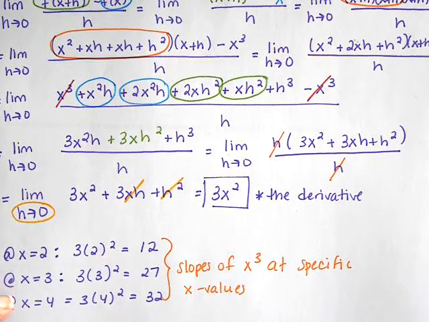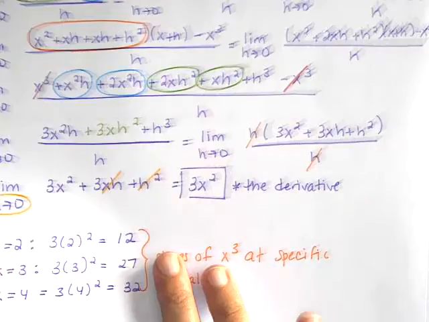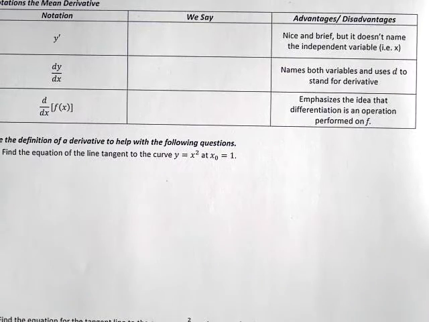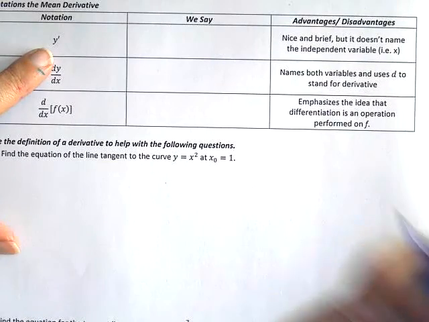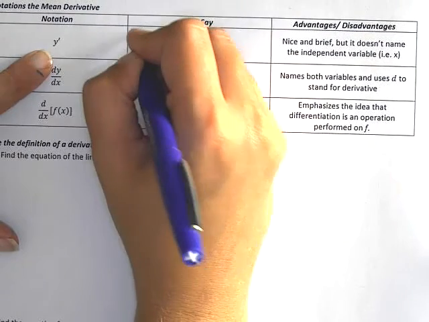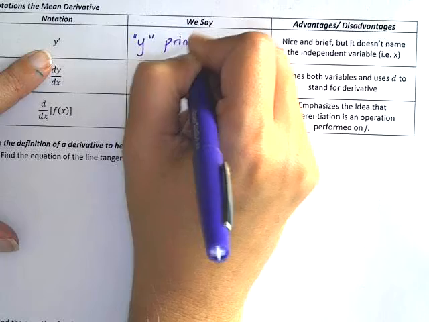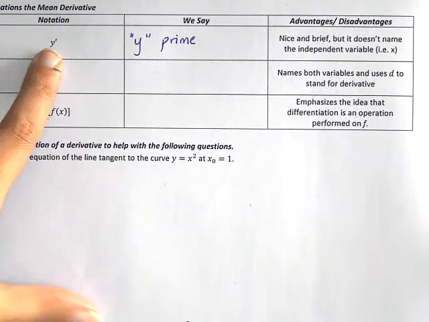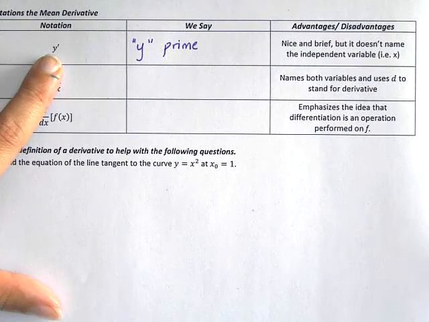Now, this notation works for us for right now, but technically there's a much better notation. So on the next page, we're not really doing anything crazy. We're just looking at some notation. The first notation is what's called prime notation. If you read this, you say y prime. And really what it means is just take the derivative of this function. It means take the derivative.